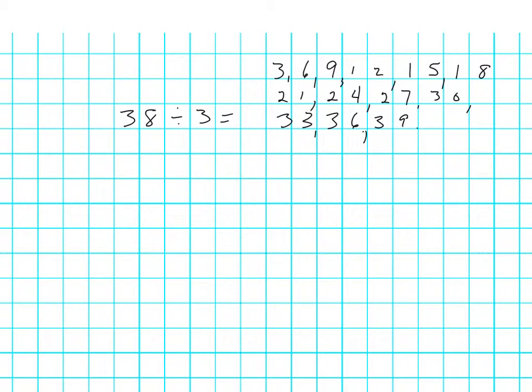So you've got 38. Now we look over at our times tables, and we are looking for a number that is as close to 38 as we can get. The closest one we can get is 36. We can't use 39 because it's bigger than 38. We have to use 36.